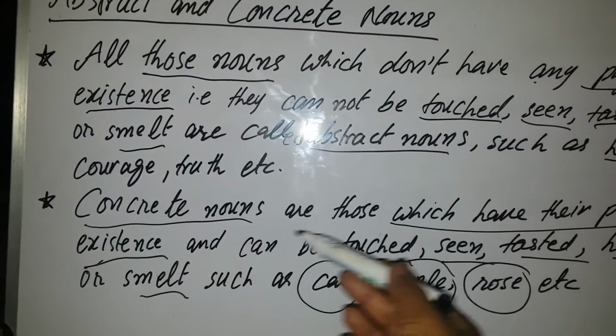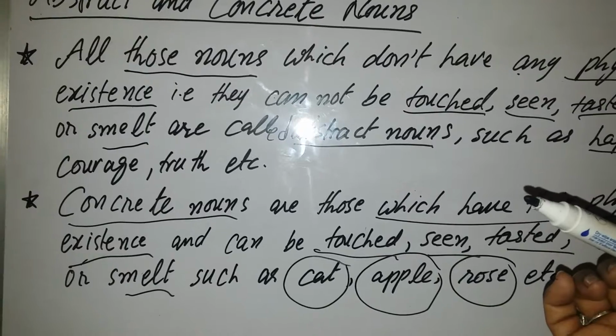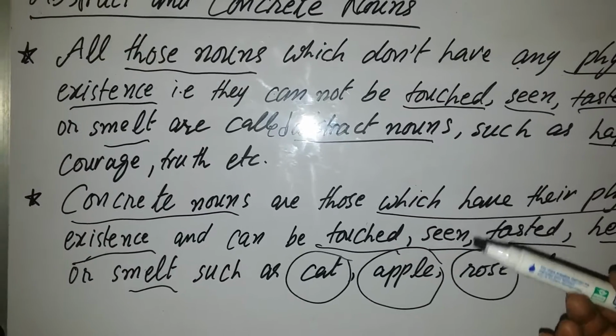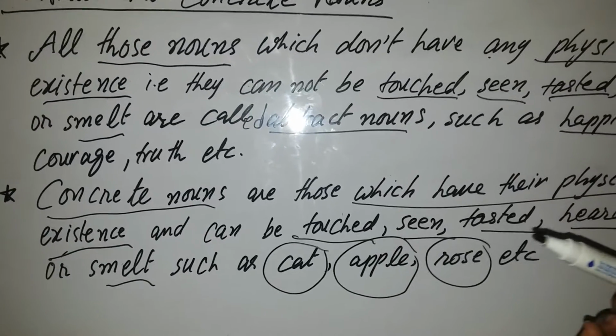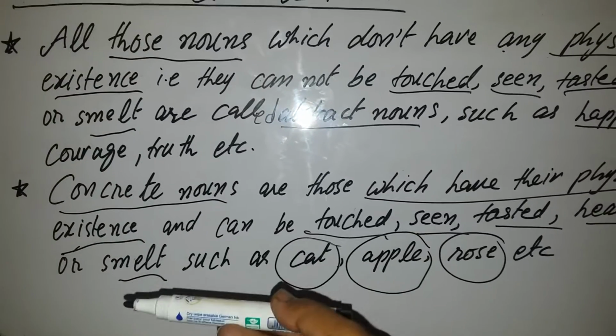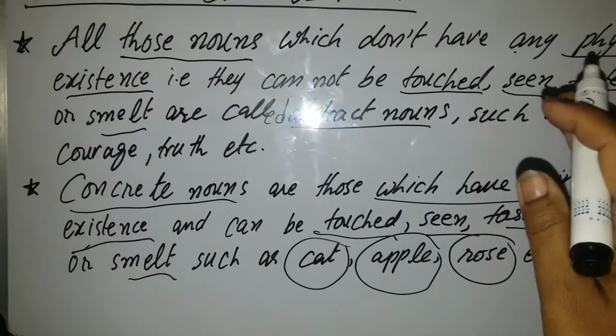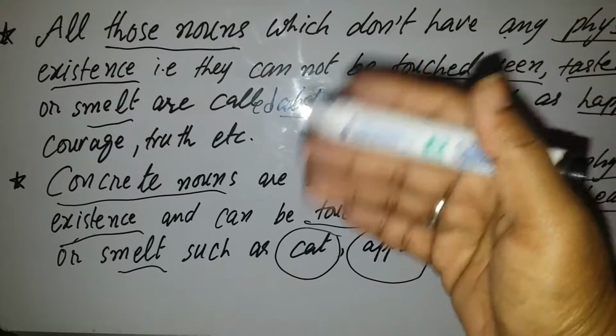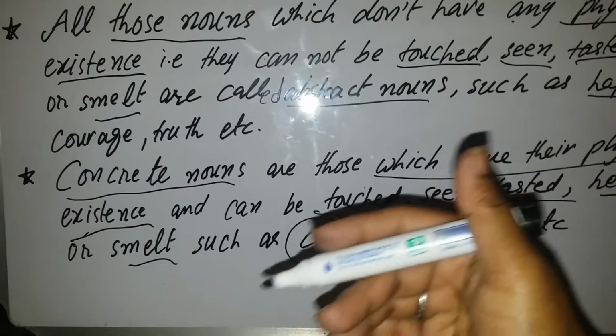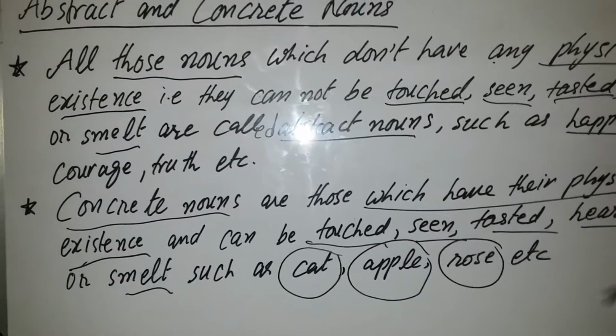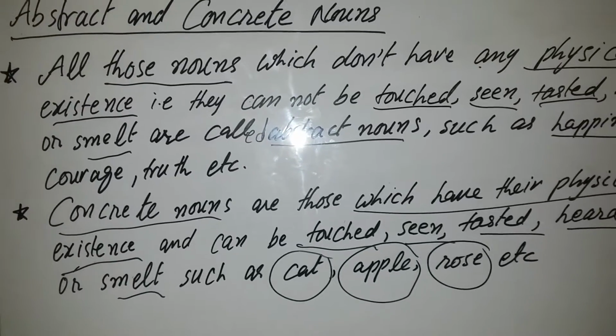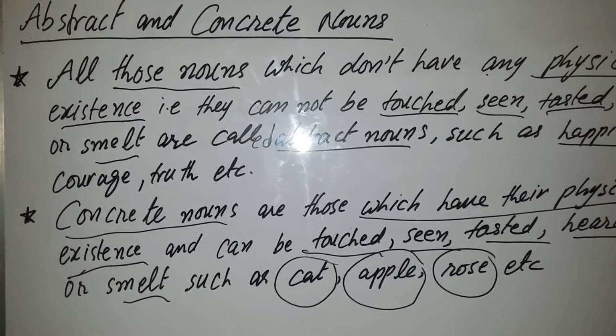But all those nouns which have their physical existence, which can be touched, which can be seen, which can be tasted, which can be heard, which can be smelled, will be called concrete nouns. This is the difference between concrete and abstract nouns. Now I will give you some examples of abstract and concrete nouns.